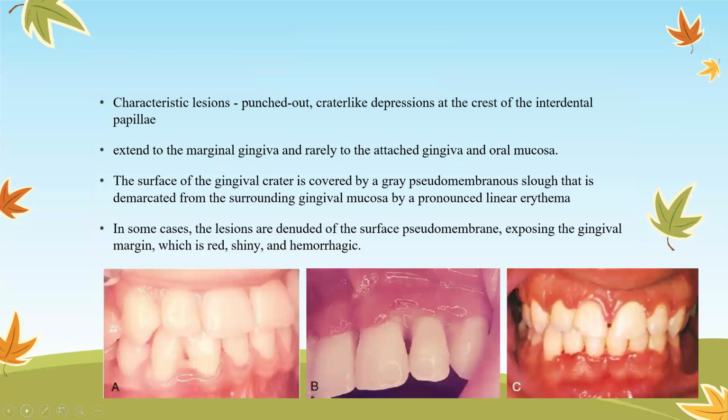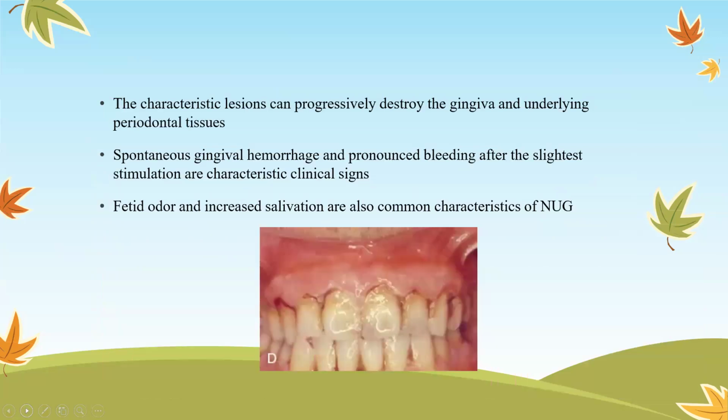And there will be a characteristic lesion which will be punched out, crater-like depression at the crest of the interdental papilla, which will extend to the marginal gingiva and rarely to the attached gingiva and oral mucosa. The surface of the gingival crater will be covered by a gray pseudomembranous slough that is demarcated from the surrounding gingival mucosa by a pronounced linear gingival erythema. And in some cases, the lesions are denuded of the surface pseudomembrane, exposing the gingival margin, which will be red, shiny, and hemorrhagic.